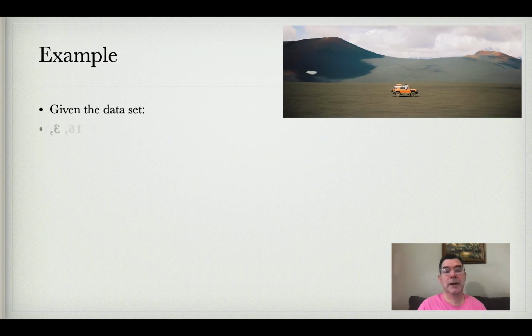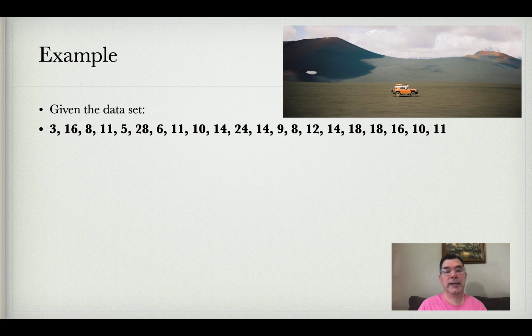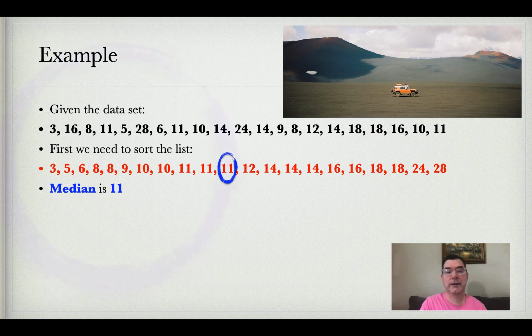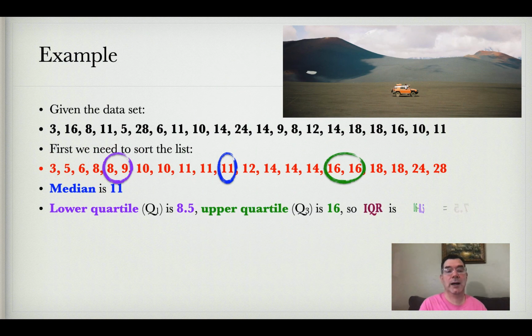So here's an example. I have this data set right here. I really can't find the median or the quartiles or the interquartile range until that data has been sorted. So let's sort that, and now it is in order from least to greatest. I look for the middle number, and that is 11. That is going to be my median, and that separates the list into an upper half and a lower half. The median of the lower half is the average of 8 and 9, which is 8.5. And the median of the upper half is the average of 16 and 16, which is 16.